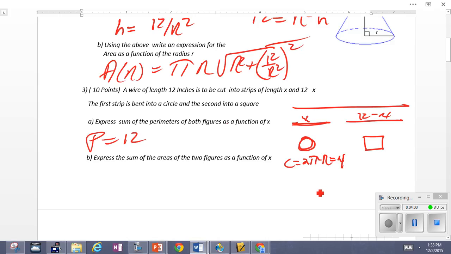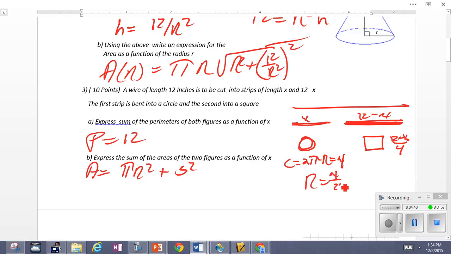Okay, and over here, since this is the entire length of the perimeter, 12 minus x, each side is going to be 12 minus x over 4. And the area, and of course then that's the side, so the area is what we're after over here. So the area formula is going to be pi r squared plus the side squared, which of course isn't going to do us any good until we put everything in terms of x. So here r is equal to x over 2 pi.